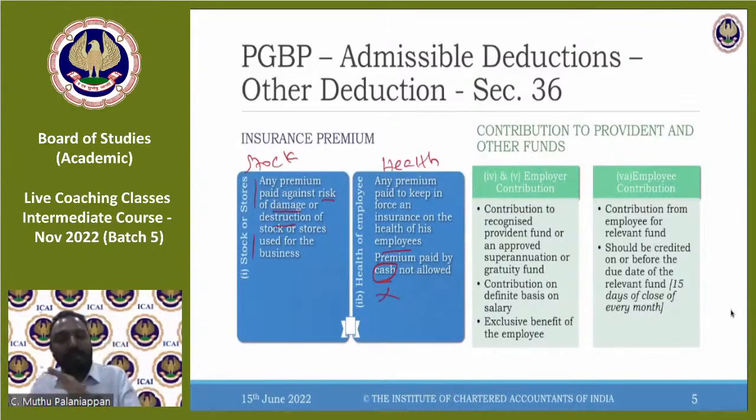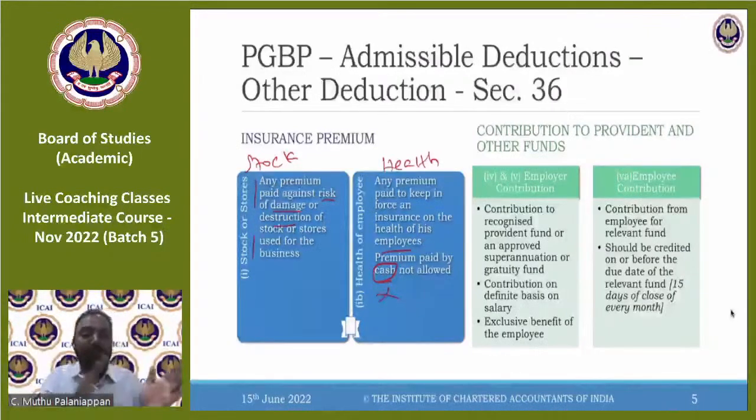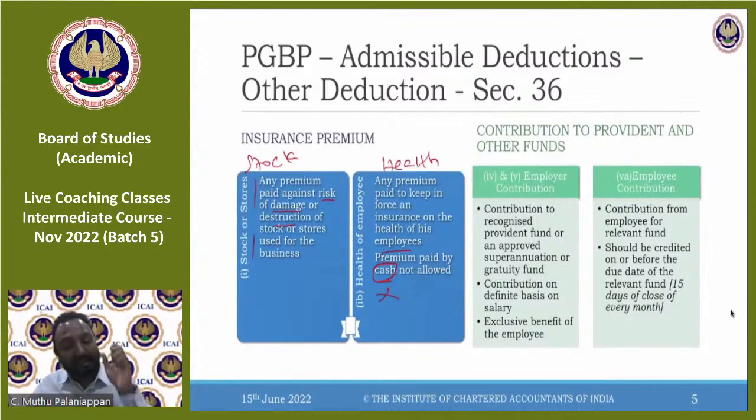When you are understanding other provisions at a later point in time, like ATC, ATD and all, please understand which provisions cash is eligible for and which it is not. Just segregate provisions between where cash is allowed and where cash is not allowed. This is one provision where cash is not allowed as an expenditure. If you are paying any insurance to keep up the health of an employee, it is an allowed expenditure, but it must not be paid in cash.